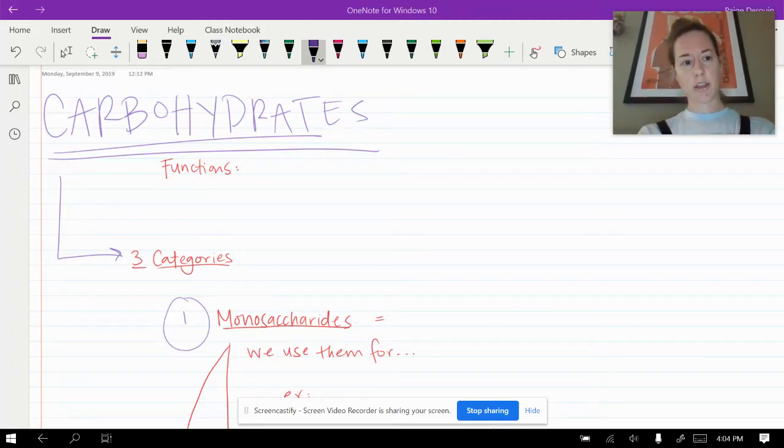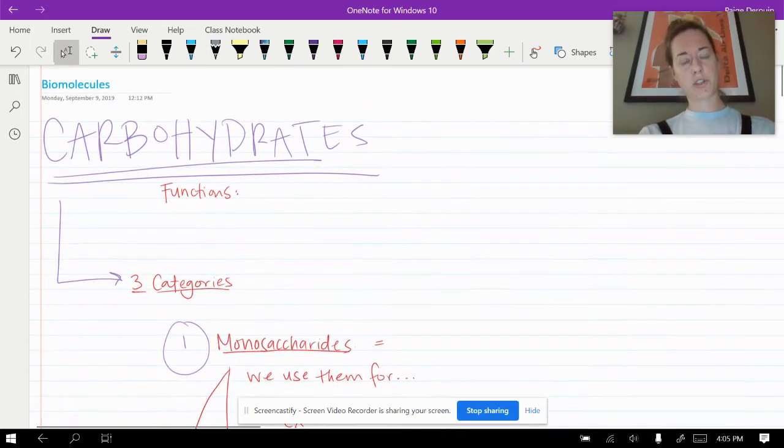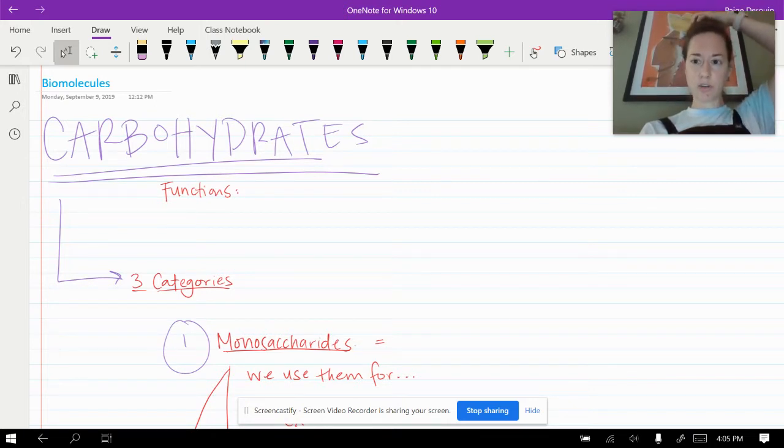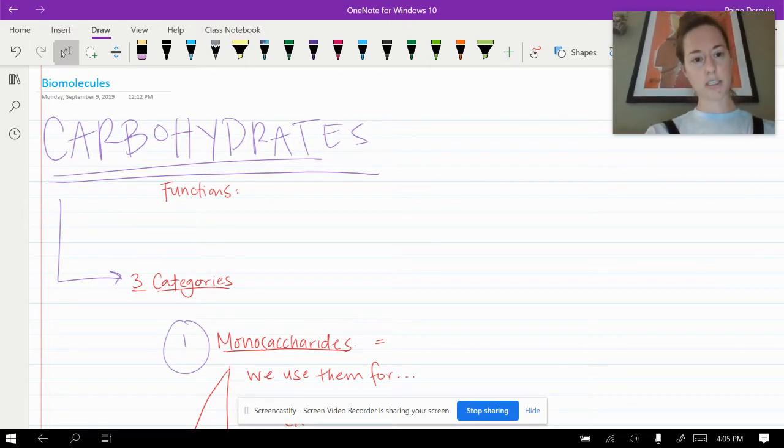It's on the 4 different biomolecules. You should have it in your OneNote Unit 1 called Biomolecules. So basically, this video is going to be a deep dive into each of the 4 biomolecules, which are carbohydrates, lipids, proteins, and nucleic acids. I'm going to do them in that exact order and talk about what they do and why they matter. So we're going to start with carbohydrates.